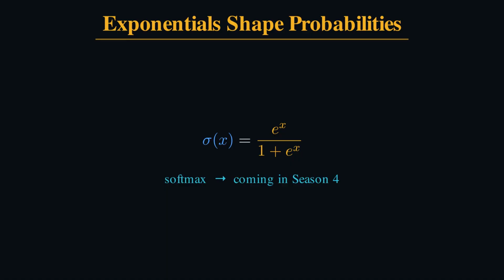The sigmoid function wraps e to the x in a fraction that squeezes any real number into a value between 0 and 1. Softmax generalizes this to many classes. We will build both from scratch in Season 4. For now, notice they live inside every classifier you will ever train.